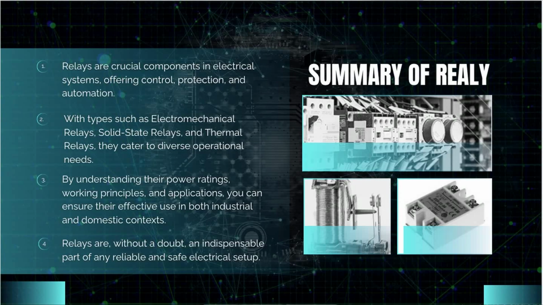To summarize, relays are crucial components in electrical systems, offering control, protection, and automation. With types such as electromechanical relays, solid-state relays, and thermal relays, they cater to diverse operational needs. By understanding their power ratings, working principles, and applications, you can ensure their effective use in both industrial and domestic contexts. Relays are, without doubt, an indispensable part of any reliable and safe electrical setup.